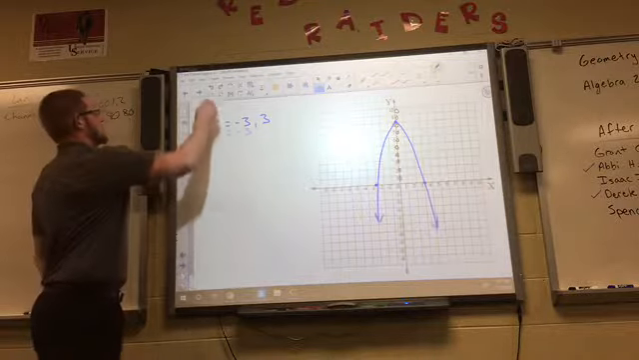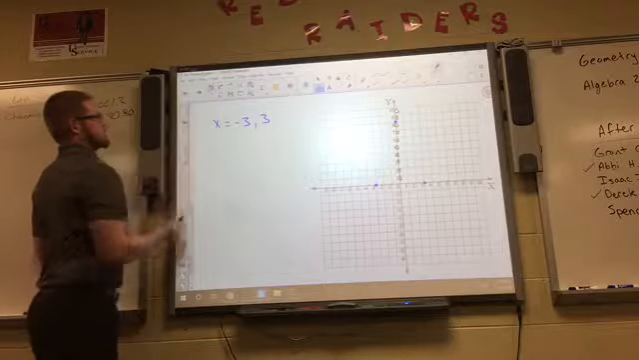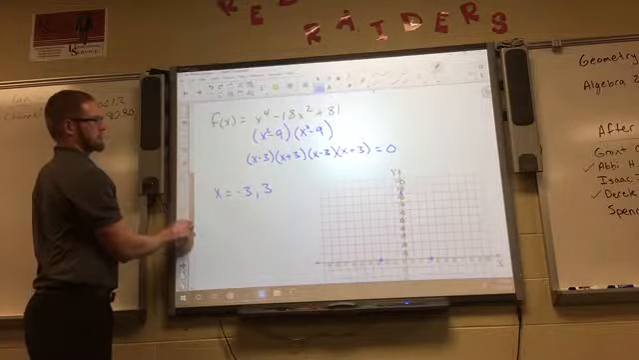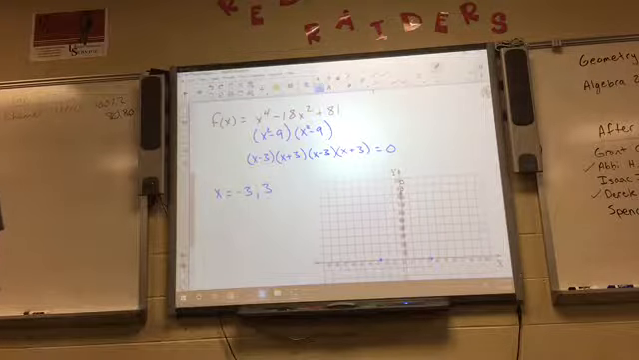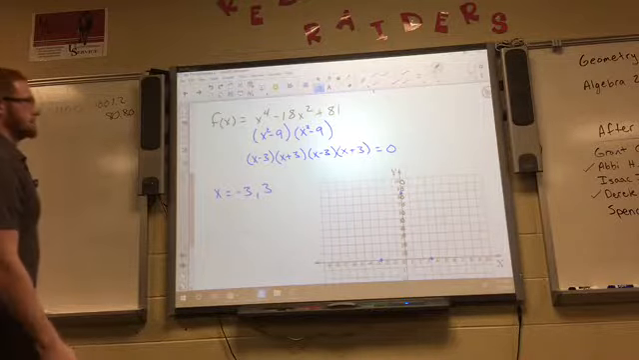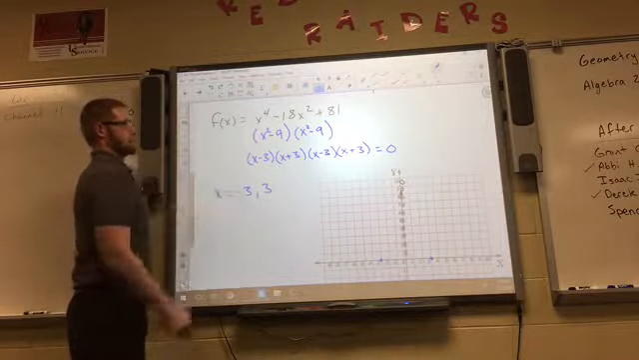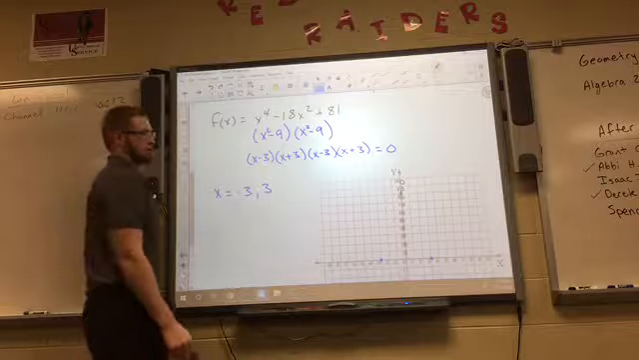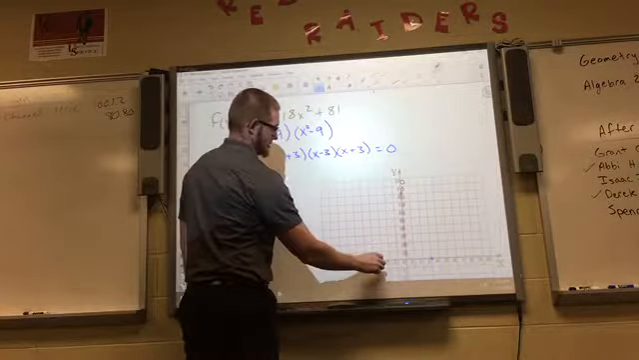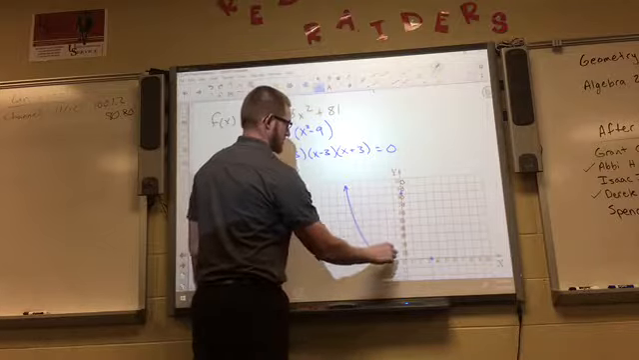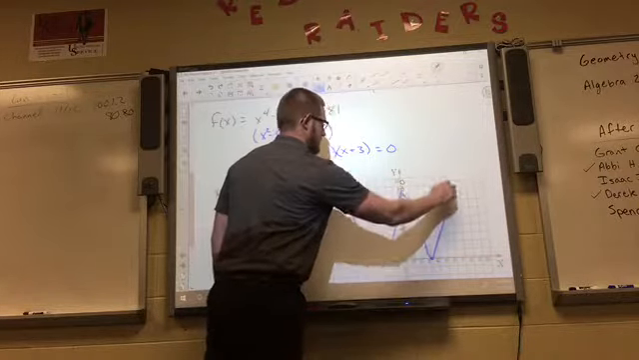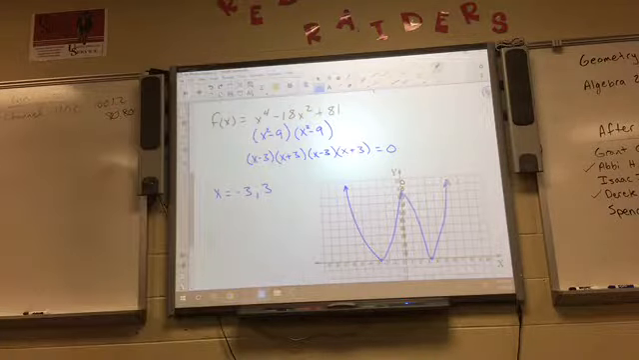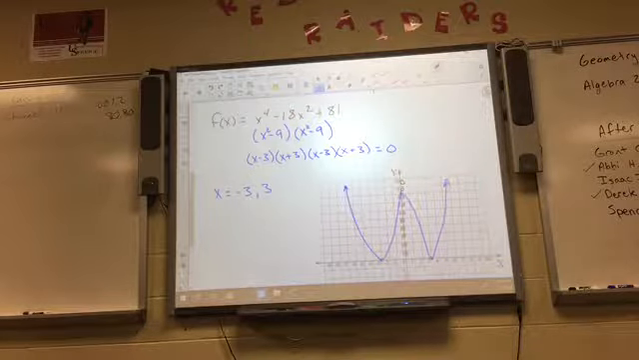Okay, quadratic. Hopefully by now you know a quartic, x to the fourth, is going to be W or M shaped depending on whether it's positive or negative. If it's positive, what happens to the end behavior of a quartic function? It goes up. Okay, so what that tells me is that my graph must look something like that. That wasn't very well drawn, but it would look something like that, right?